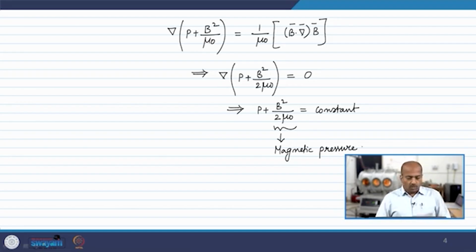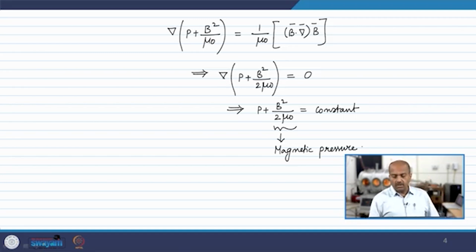Now, this parameter which is being added to the pressure is referred to as the magnetic pressure. So, in the presence of an externally applied magnetic field, the sum of kinetic pressure plus the magnetic pressure will be 0, or it will be a constant wherever the plasma goes.